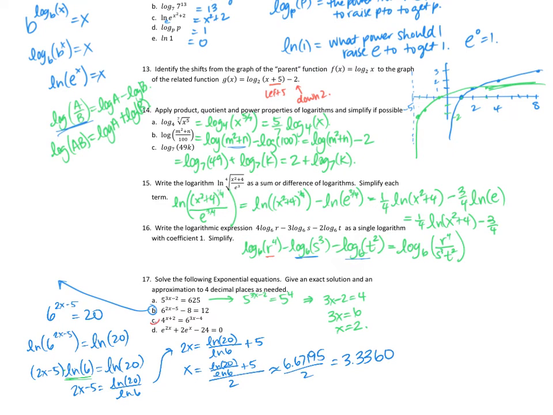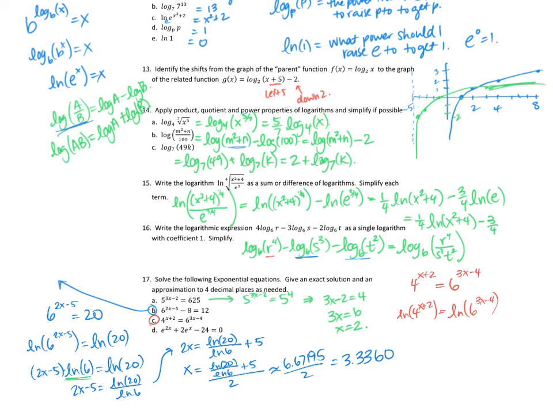Okay, and how about problem C? I'll do it in red. So I have 4 to the x plus 2 is equal to 6 to the 3x minus 4. So I'm just going to go ahead and take the natural log of both sides. So I get natural log of 4 to the x plus 2 is equal to natural log of 6 to the 3x minus 4.